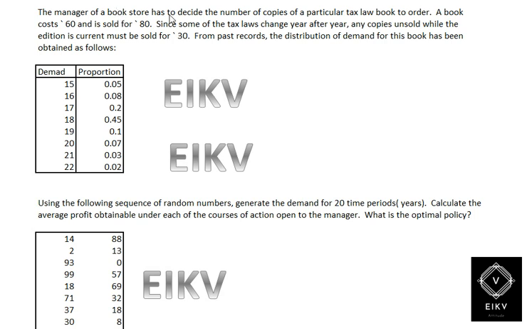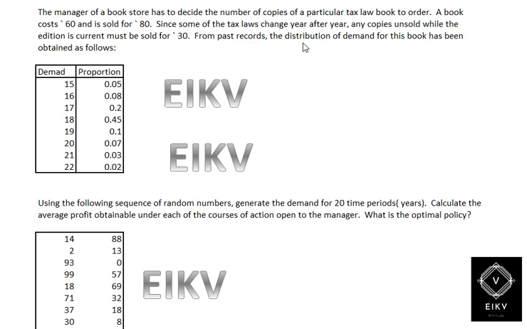So in this illustration, the management of a bookstore has to decide the number of copies of a particular tax law book to order. A book costs rupees 60 and it is sold for rupees 80. Since some of the tax laws change, after a year, any copy unsold while the edition is current must be sold for rupees 30.